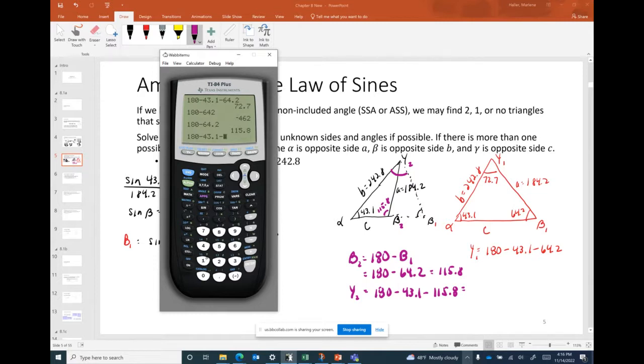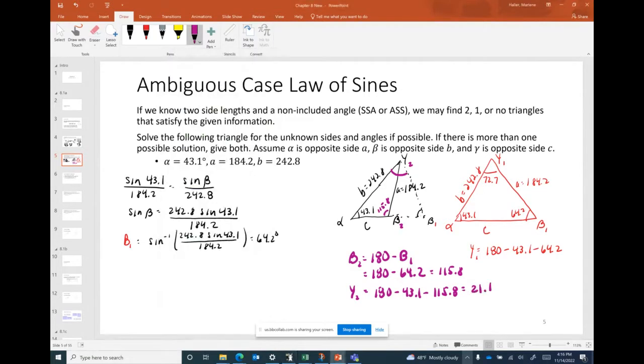All right, 43.1 minus 115.8, and there it is, it's 21.1. Okay, so that's my gamma sub 2, this one right here, 21.1. In fact, I didn't draw that right. The big purple, that shouldn't be that. That should be this. There we go. All right, makes sense? So there's two possible triangles.